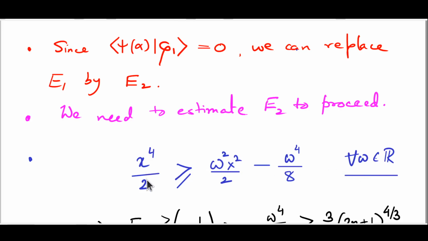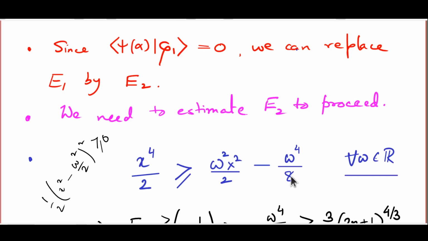You can show that x to the 4 by 2, the potential we have, is greater than or equal to omega square x square by 2 minus omega to the 4 by 8, as long as omega is real, hence omega square is positive, for all values of x. There is really no mystery here. All we are doing is taking the obvious inequality, half of x square minus omega square by 2, whole square, is greater than or equal to 0, and just changing sides a bit.